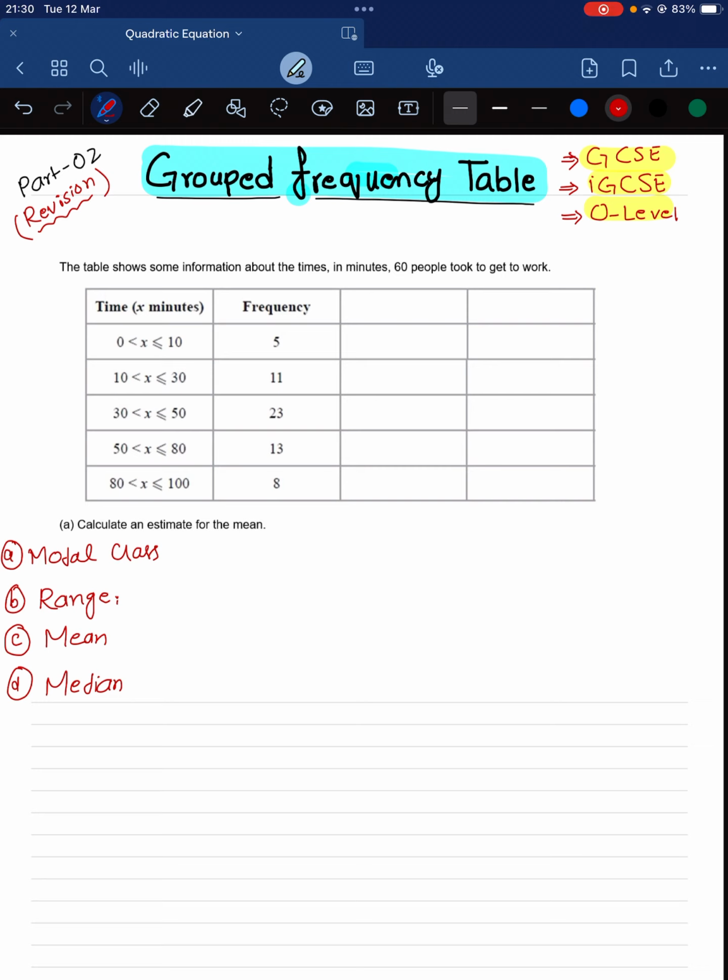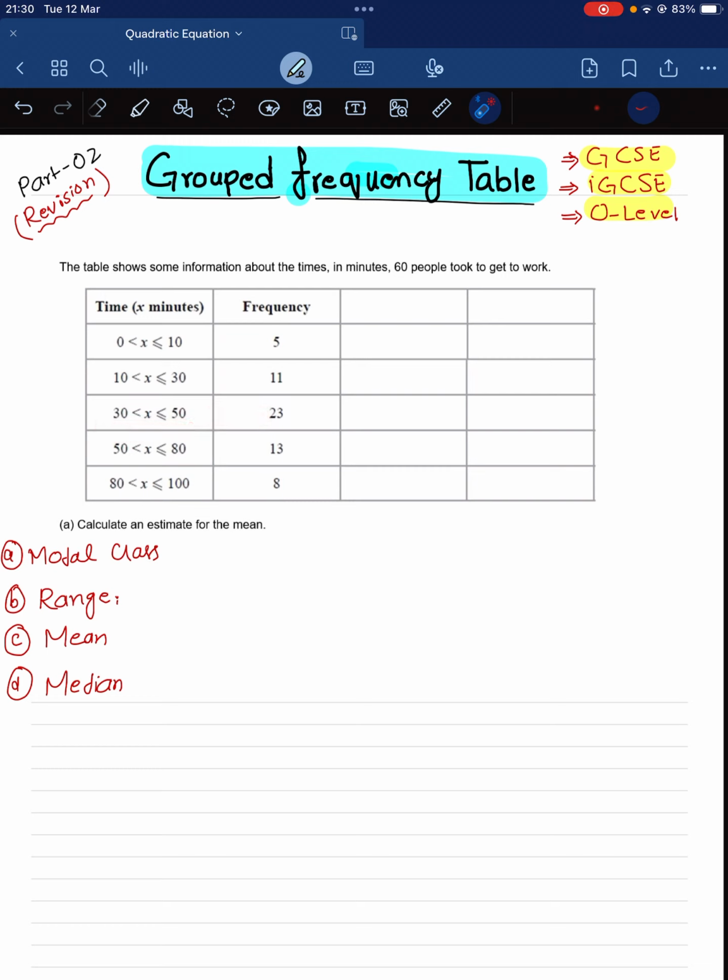The table shows some information about the times in minutes that 60 people took to get to work. In the first column we have the time x in minutes. For example, 5 people took between 0 and 10 minutes to reach the office, 11 took 10 to 30 minutes, and in the same way 23 people took 30 to 50 minutes to reach the office.